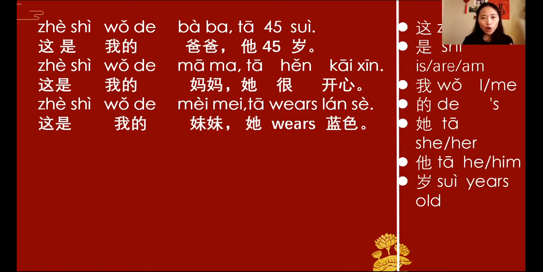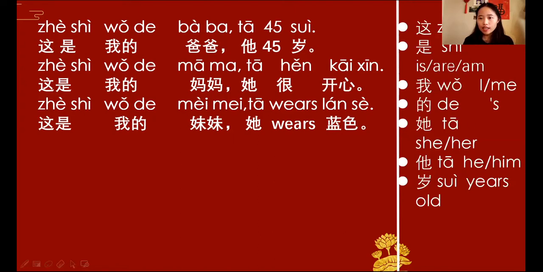这是我的爸爸，他45岁。这是我的妈妈，她很开心。这是我的妹妹，她 wears 蓝色。And right now, do you know what's the meaning of those Chinese words? First one, 这. Follow me again.